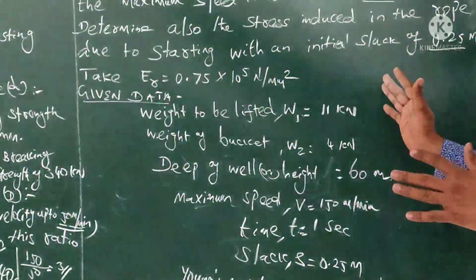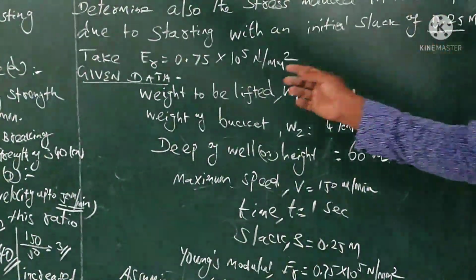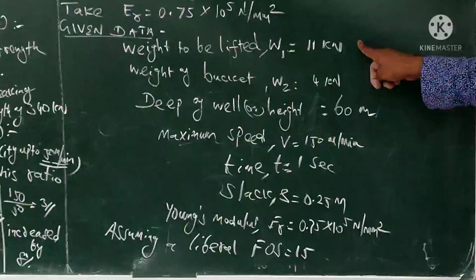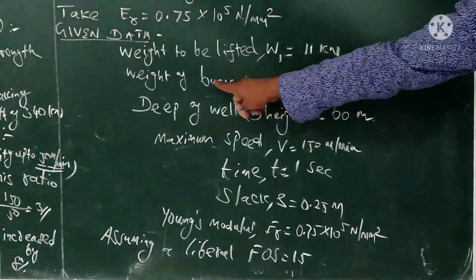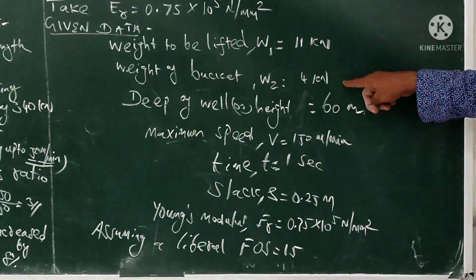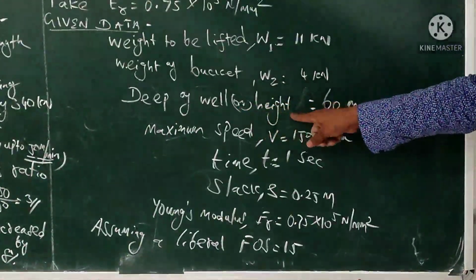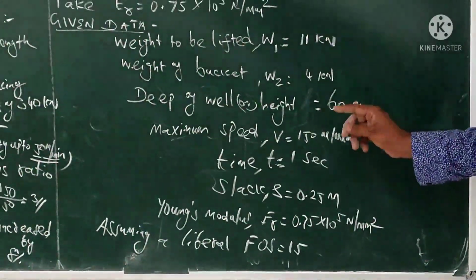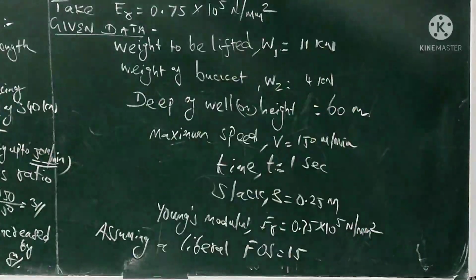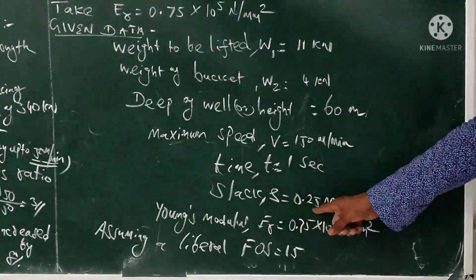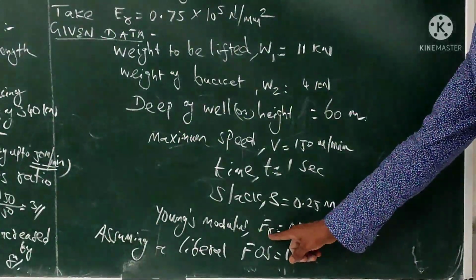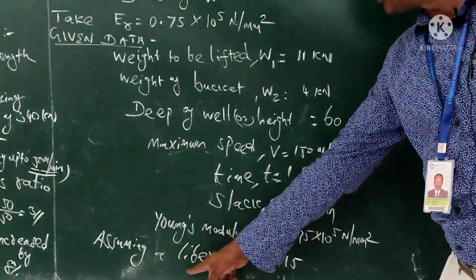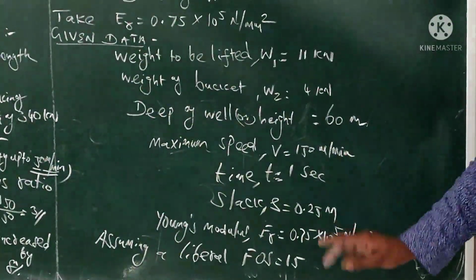Now we are going to consider the given data. What are the data provided in this particular problem? Given data: weight to be lifted, W1, is 11 kilonewton; weight of the bucket, W2, is 4 kilonewton; depth of well or height is 60 meter; maximum speed V is 150 meter per minute; time T is 1 second; slackness S is 0.25 meter; Young's modulus Er is given as 0.75 × 10^5 Newton per millimeter square. Here we assume a liberal factor of safety of 50.